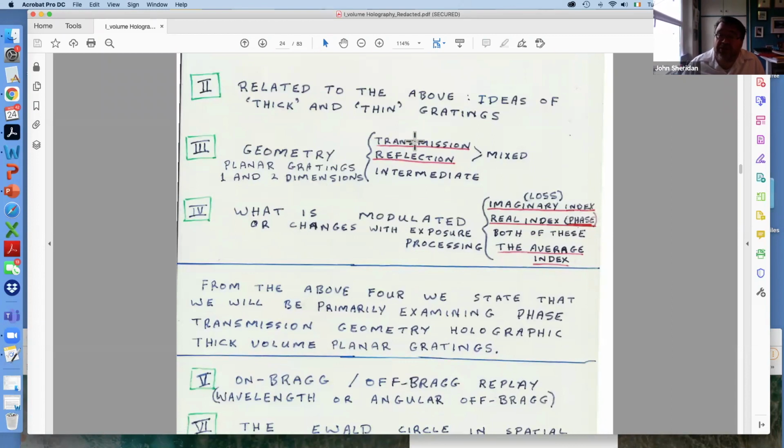We can have transmission and we can have reflection, but we can also have intermediate. We can have mixtures of the two at the same time. We can also have finite gratings.